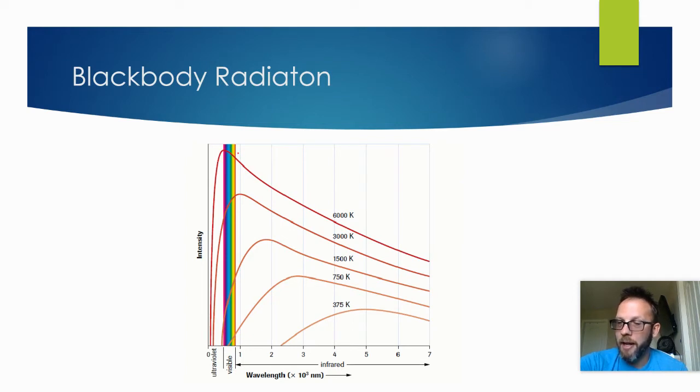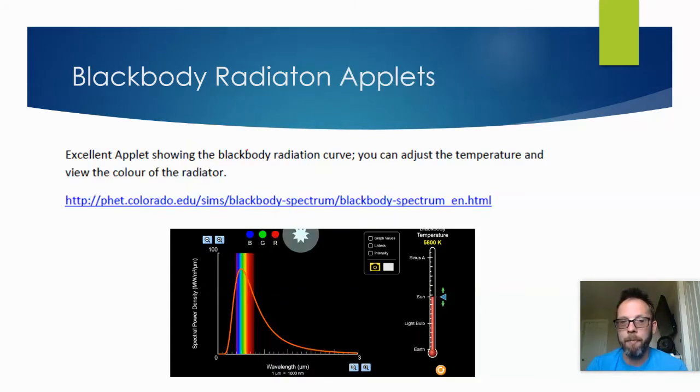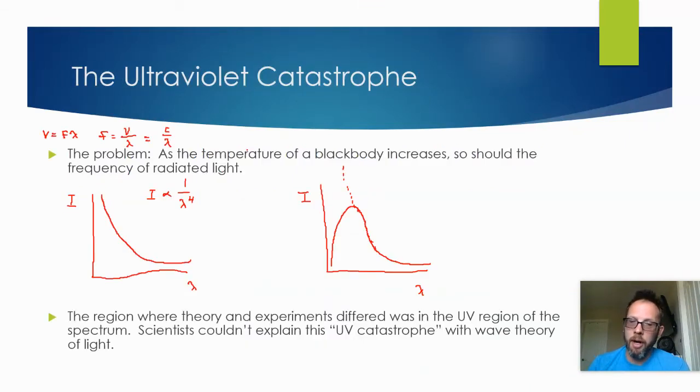So if light is a wave, and we actually have a lot of evidence, in our last lesson with Young's double slit experiment, we proved that light has wave properties. It does diffraction, et cetera. Light is a wave. But if light is a wave, how can we explain this? Because light as a wave does not explain what's happening here. The region where the theory and experiments didn't match up, as I just mentioned, was the ultraviolet region of the spectrum. And they called this the ultraviolet catastrophe. They couldn't explain this ultraviolet catastrophe with what they currently knew, that light was a wave. So we needed something more.